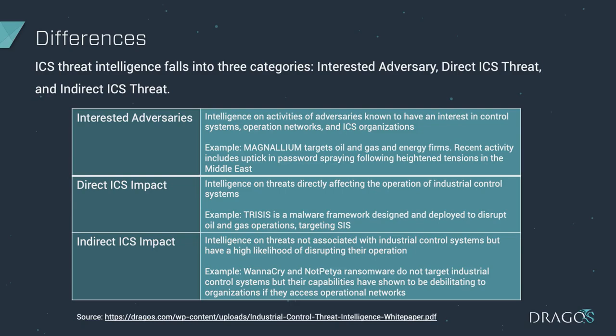And then you have the indirect ICS impact. This would be intelligence on threats that are not associated with industrial control systems, but have a high likelihood of disrupting their operation. Here ransomware would be a great example. WannaCry and NotPetya were 2 very disastrous ransomware malware incidents, and they did actually impact operations at a variety of different facilities. For instance, NotPetya took down the pharmaceutical company Merck for quite a while. Their packaging, manufacturing, and formulation operations were disrupted for weeks.